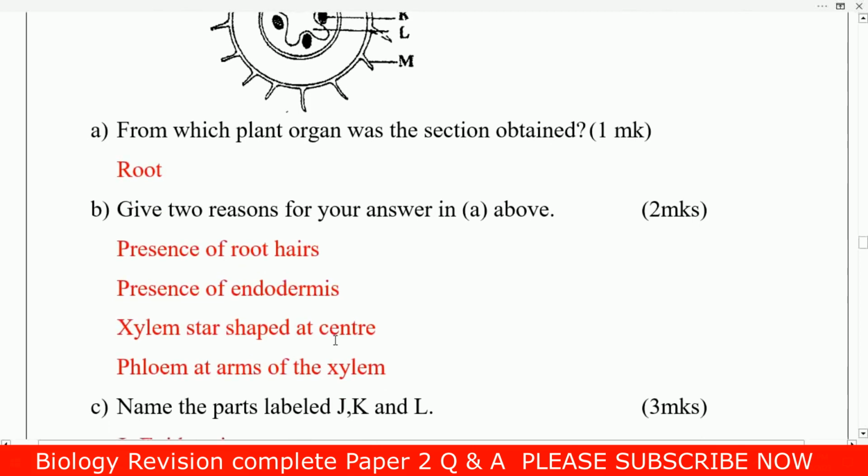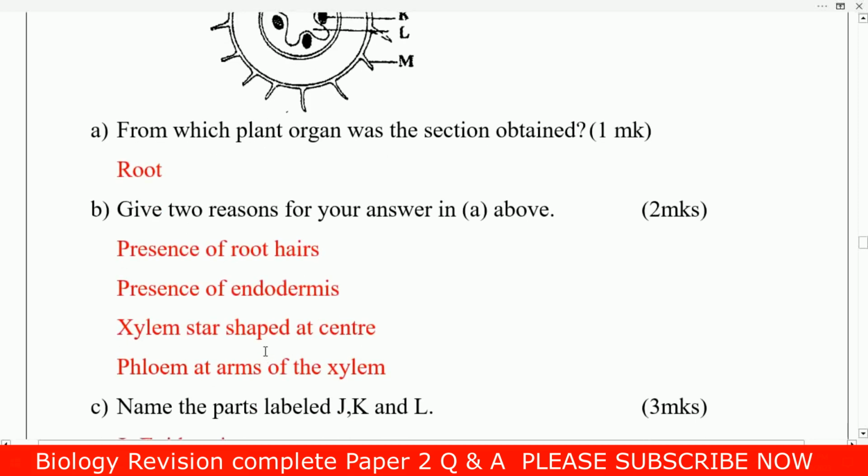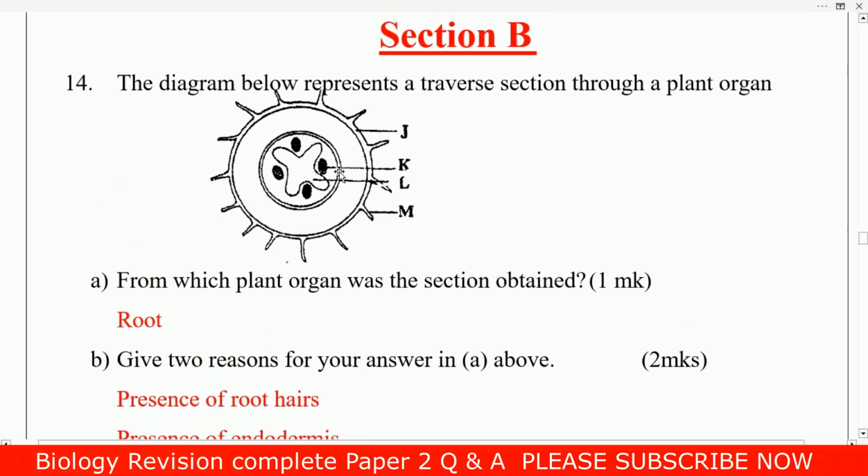Because there is presence of root hairs, you can see them. There is presence of endodermis, you can see that one. Presence of star-shaped xylem at the center, you can see it there. Then presence of phloem at the arms of the xylem. These are the phloem. This one is xylem.